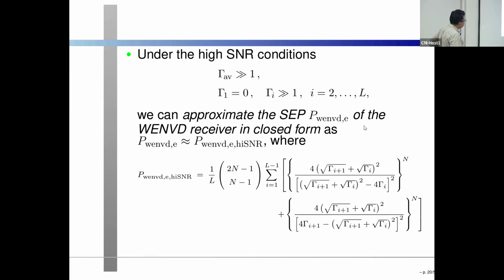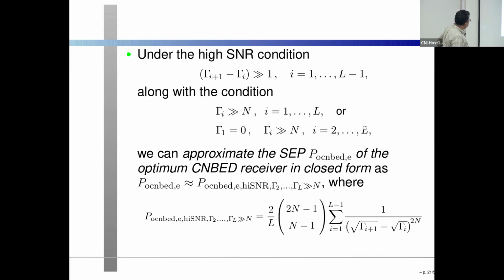The exact expression you cannot derive in the usual way. I do not know how to derive it. I have tried before. So the best you could get is the high SNR approximation. Okay, so this is for WENVD, which is again the partial CSI channel magnitude based receiver.